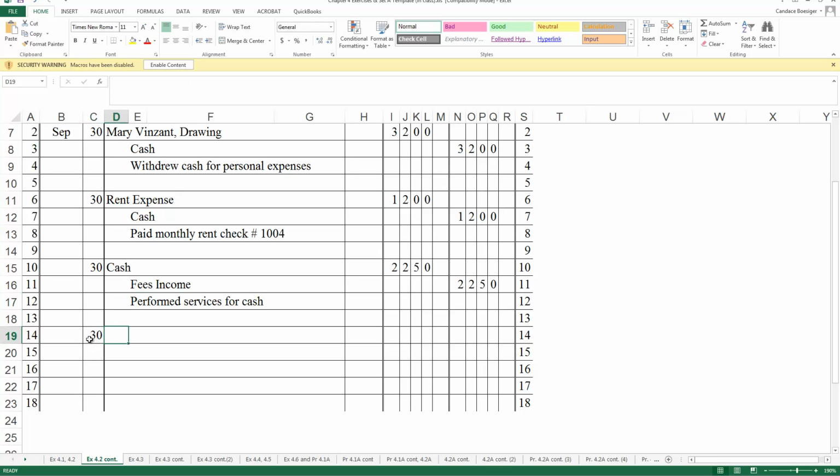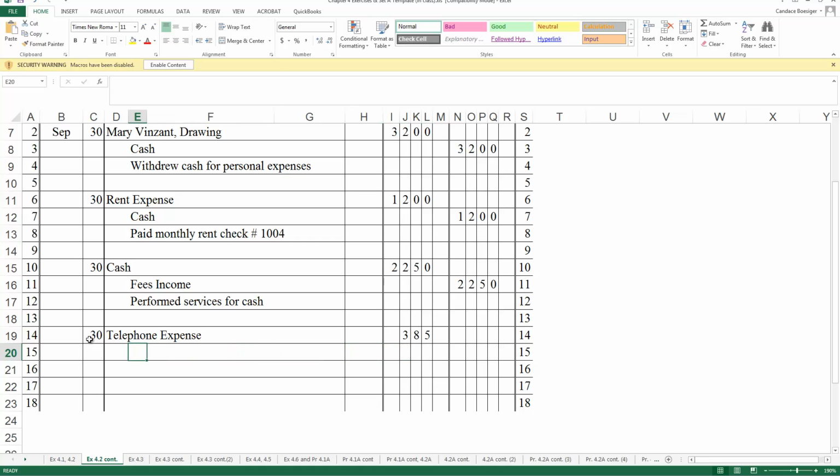30th, last one, paid $385, excuse me, for monthly telephone bill, check 1005. So we debit expenses, assets, and draws. So we're going to debit telephone expense for $385.